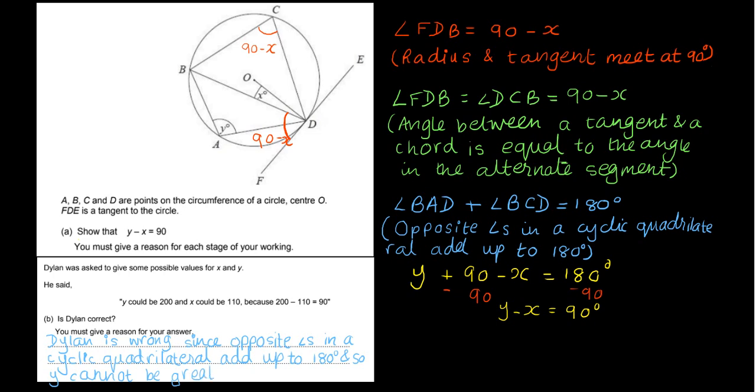Let me explain that answer. What I've said is this angle y and 90 minus x are opposite angles of a cyclic quadrilateral, and they add up to 180 degrees. So the question asks if Dylan was correct. Dylan is wrong, since opposite angles in a cyclic quadrilateral add up to 180 degrees, and so y alone cannot be greater than 180 degrees, because these two need to add up to make 180. How can y be 200 degrees on its own? That's the point I'm trying to make.